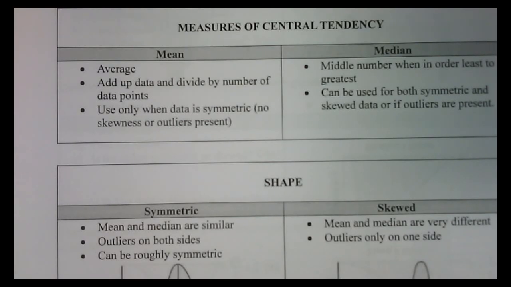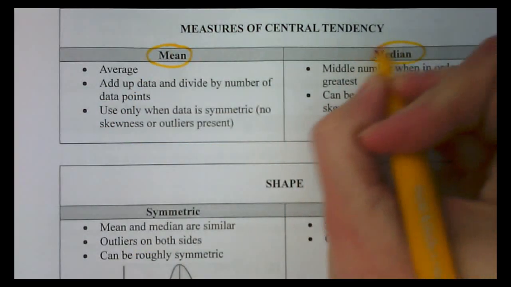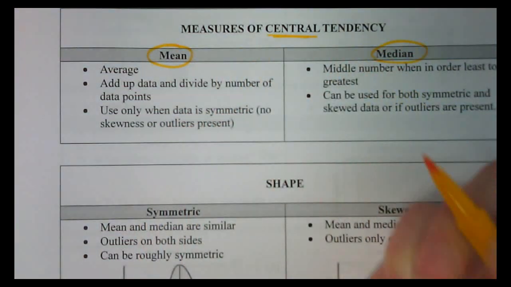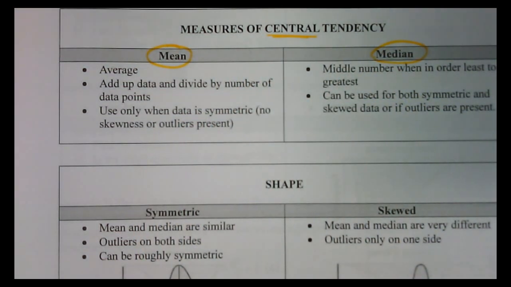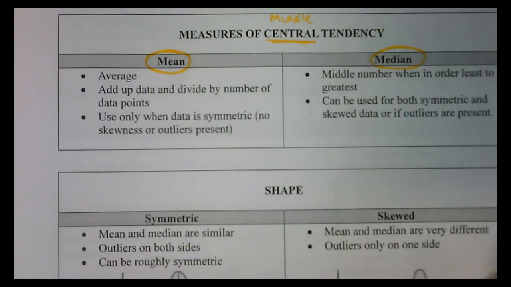Okay, for this section on statistics, we're doing a lot of vocabulary. So there's two important vocabulary words at the top, and you should be familiar with these words, mean and median. So mean and median are both measures of central tendency. That means we're trying to find the middle of something. And these are just two different ways to find the middle.